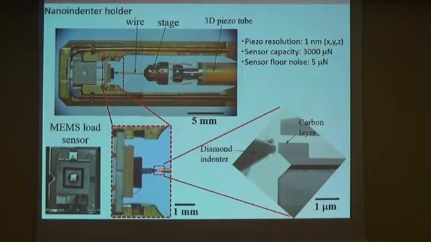And we move the specimen here. We can see it in the optical microscopy here, and this is the TEM. So we move this specimen with this piezo tube toward the tip of the diamond emitter, and then press, and then measure the fracture load.